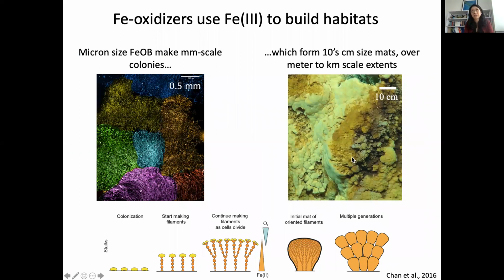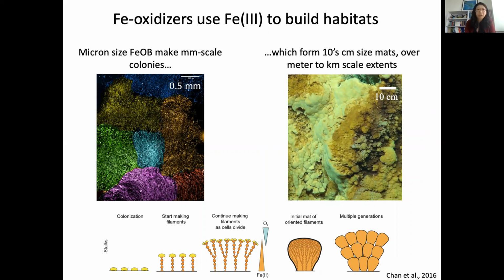And so these microbes are using autotrophic iron oxidation to build the physical framework of the community, but it's also building a chemical framework as well, which we'll talk about later.